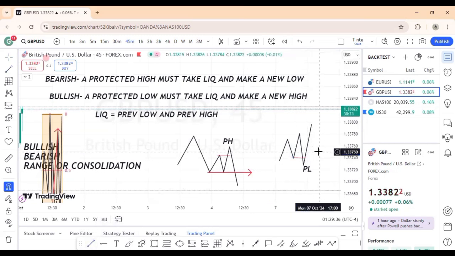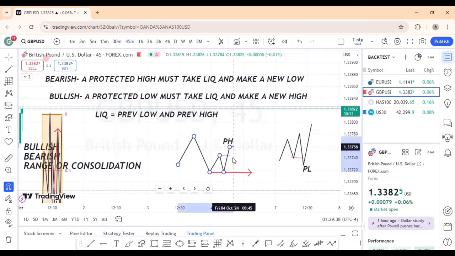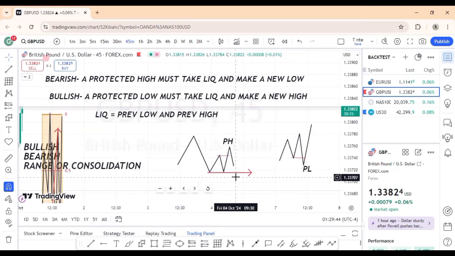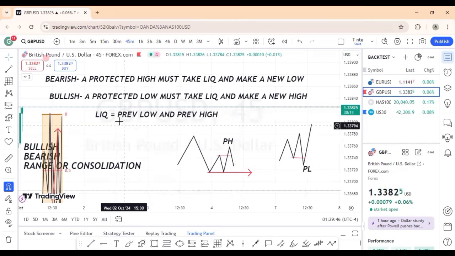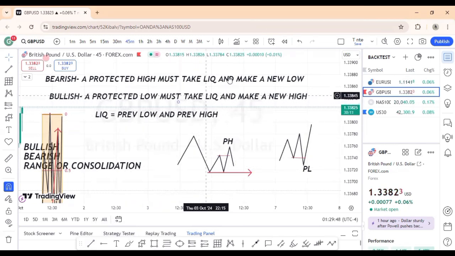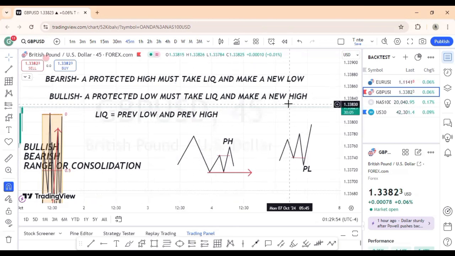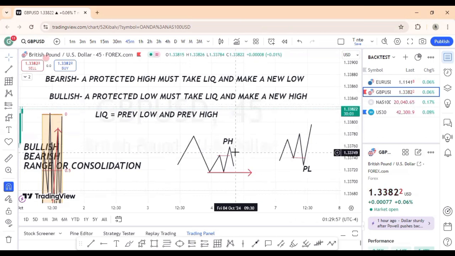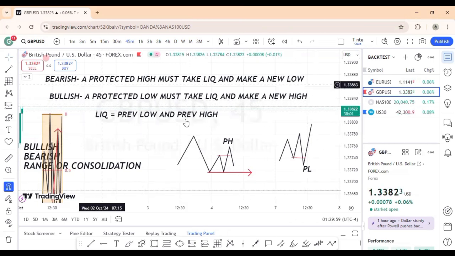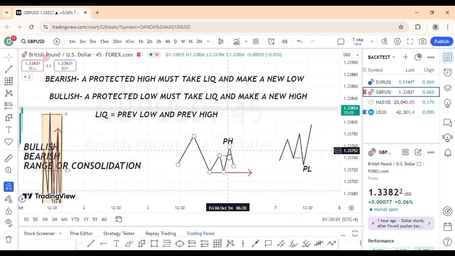Now, in situations where price took our liquidity and could not make a new low, is that protected? No, because there are two conditions. You can see that there's an "and" here. It must take out liquidity and make a new high. These two conditions must be fulfilled for it to be protected. So if it takes liquidity and did not make a new low, that is not a protected high.